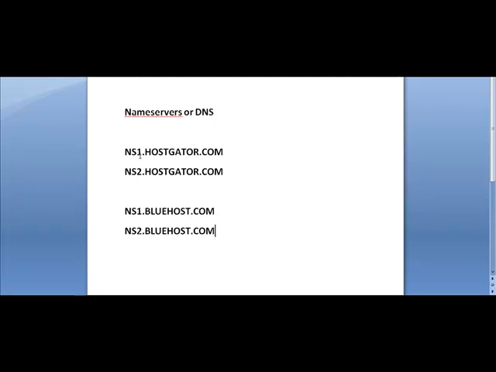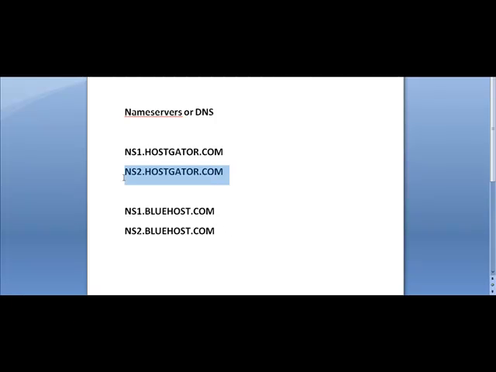They may not all say NS1 and NS2. One might say NS and then have several numbers. Another one might say NS and then have several other numbers as well. But you're always going to have two of them. So for this example, I have chosen Bluehost for my hosting account. So these are going to be my name servers because those are true Bluehost name servers.